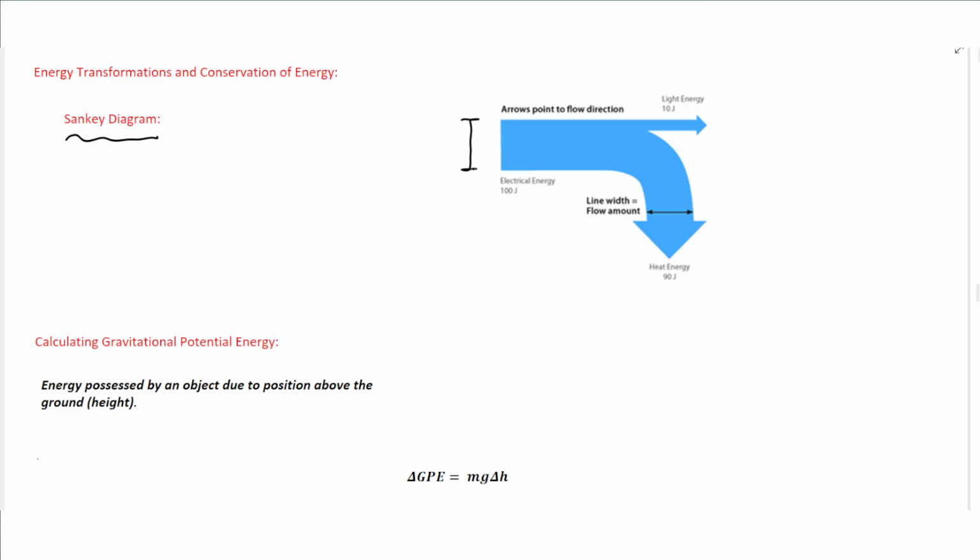The original base of an arrow is the input energy, and the straight section that continues in a straight line is the useful output of the system or the machine. And the arrow that points downwards represents the wasted or lost energy. And the width of the arrows represents the amount of energy of input or output or lost.